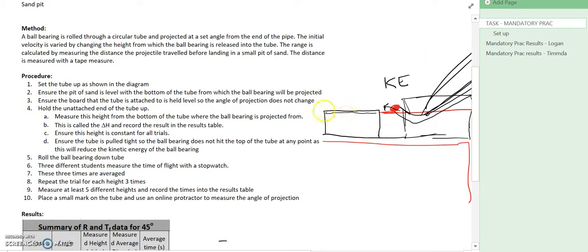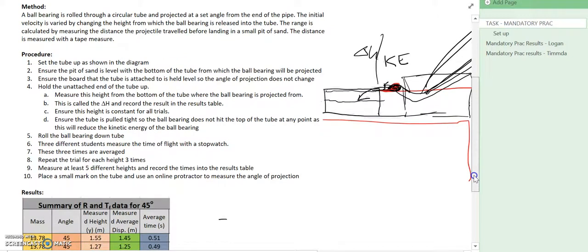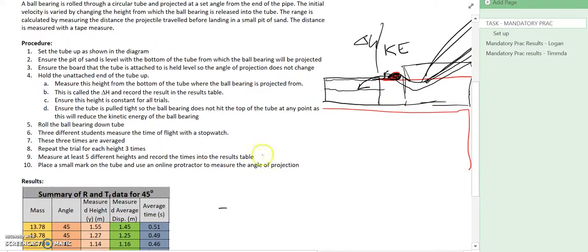We need to make sure that the sand pit was exactly the same level as this level here, because if we're using that change in height, this delta h, and the sand is down here a little further, the ball would be ejected from here and travel further down, and that'd be problematic in trying to figure out the actual range later on.